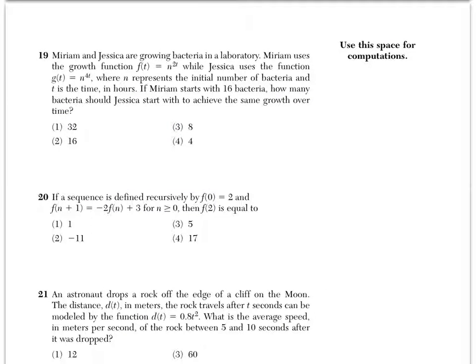Question 19 is a pretty tricky question, so my recommendation for this problem is actually back solving. So taking the numbers that they gave us in our answer choices and substituting them in to see when the two functions are the same, because we're trying to look at the same growth over time. So we're given these two functions. They told us that Miriam starts with 16 bacteria.